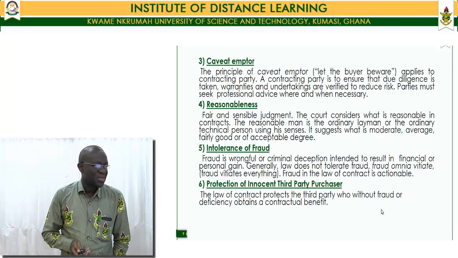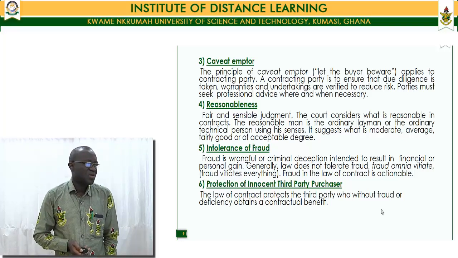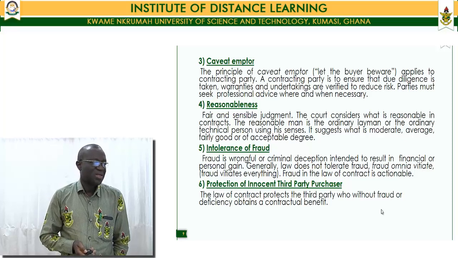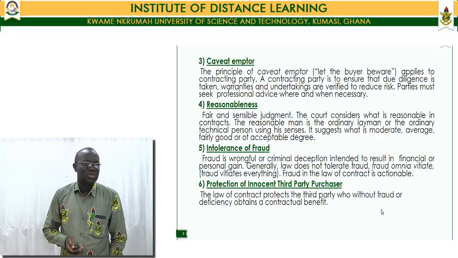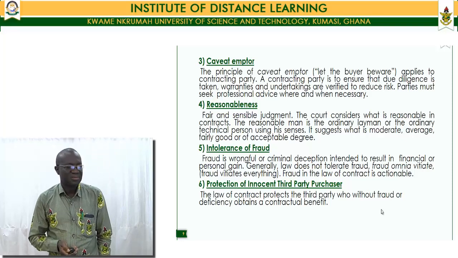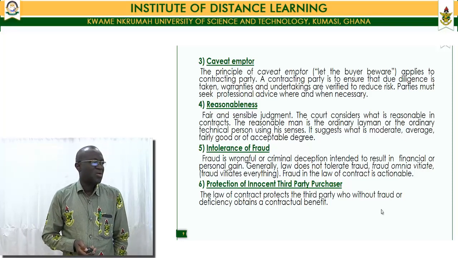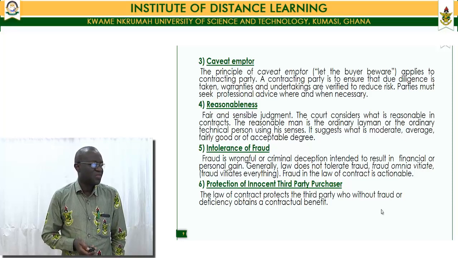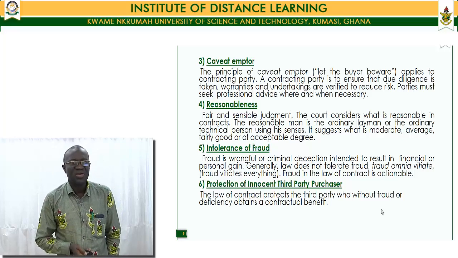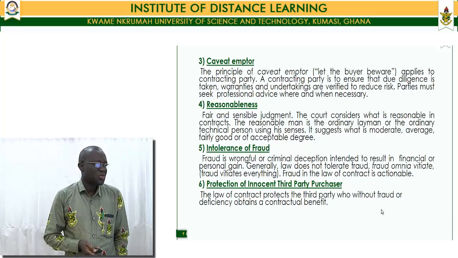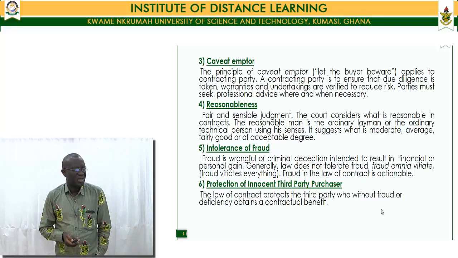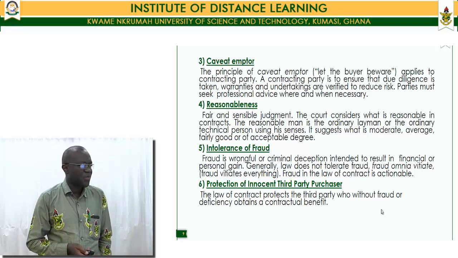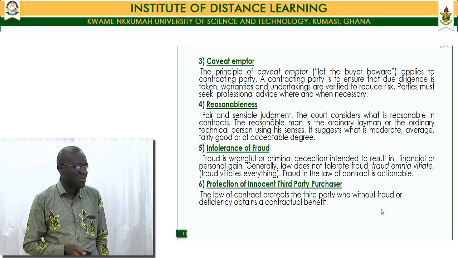The next one is the intolerance of fraud. Fraud is wrongful, fraud is criminal, deception intended to result in financial or personal gain. So generally, law does not tolerate fraud, because we say fraud omnia vitiat. Fraud vitiates everything. Fraud destroys everything from the beginning of the making of the contract, ab initio. So fraud is something that will vitiate a contract and must not be tolerated.